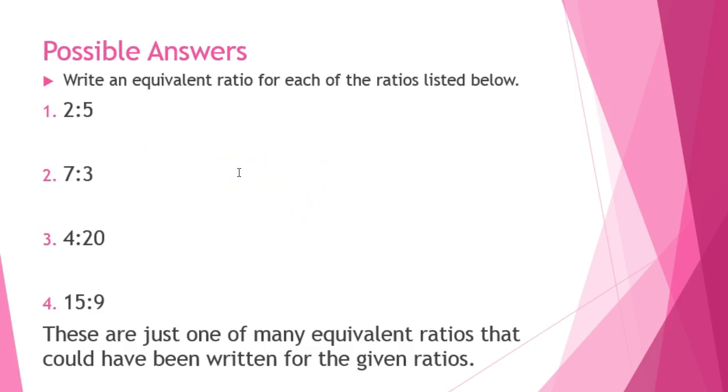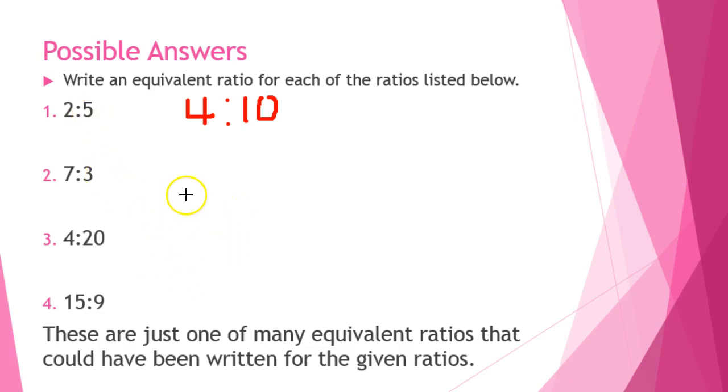Some possible answers for each of the four ratios. If I'm looking at number 1, I could say that I'm going to multiply both numbers by 2 to get an equivalent ratio. 2 times 2 gives me 4. And then 5 times 2 gives me 10. So 4 to 10 is an equivalent ratio of 2 to 5.